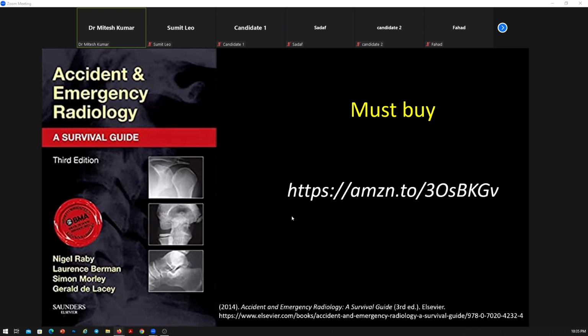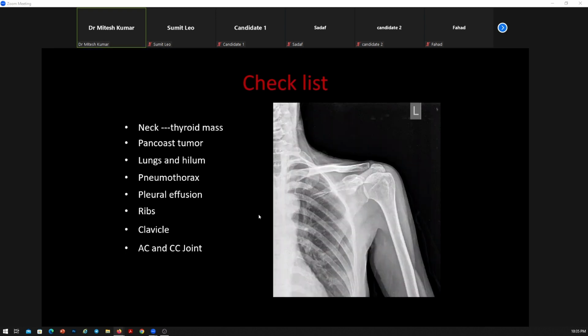Now, starting from the checklist, I want all the candidates to grab a pen and paper so that they can write this checklist. We will be using this checklist in our practice session. Please grab a pen and a paper.